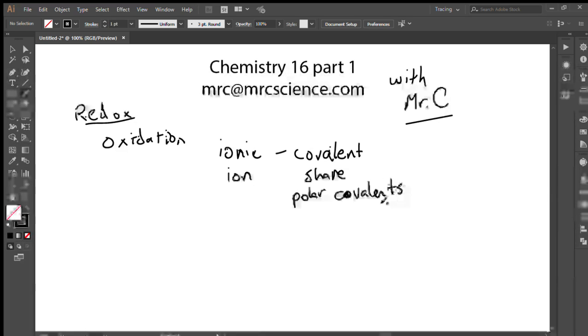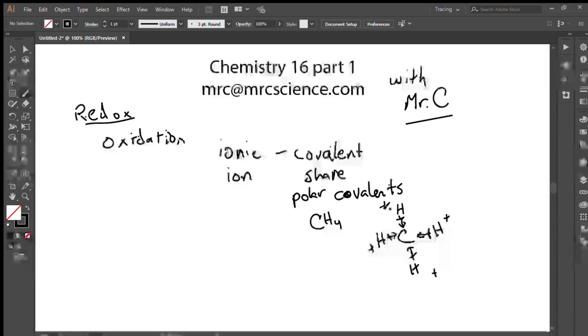Like our friend methane, CH4. Remember that it's got the 4 H's around one carbon, but carbon is much more electronegative than hydrogen, and so it tends to hang on to those electrons more firmly, and thus we got a polar covalent with a slight positive charge on the outside. So, polar covalence.